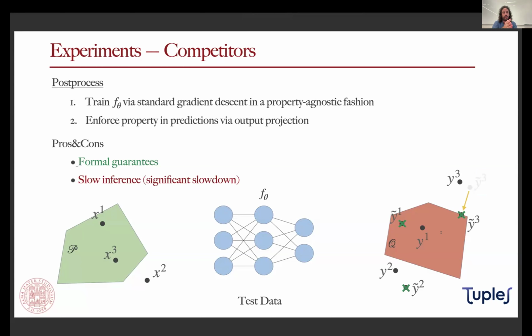This network is consistent, so it is feasible with respect to the property, because we, I would say, brutally correct the output of the network at inference time for each inference instance. The drawback is that here we have slow inference. For each instance at inference time, we might need to solve a projection problem.